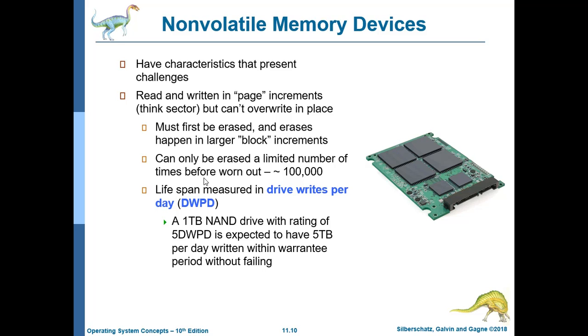Okay, so NVM devices have characteristics that present challenges. So what are these challenges? They are read and written in page increments, or the sector, but can't be overwritten in place. What happens is that they must first be erased, and erases happen in larger block increments. The first challenge here is that they can only be erased a limited number of times before wearing out. Actually, all devices wear out over time, especially if they are mechanical.